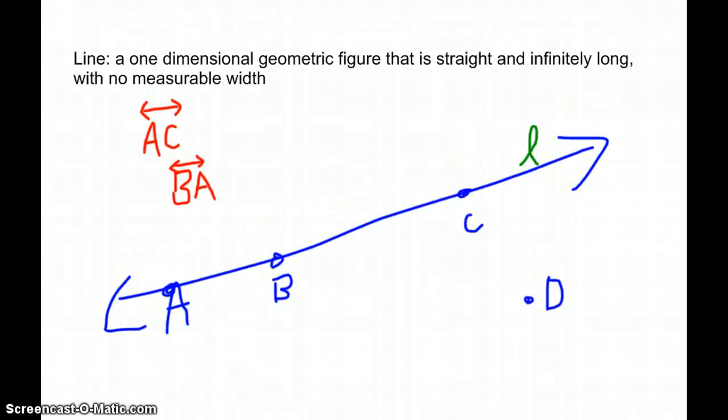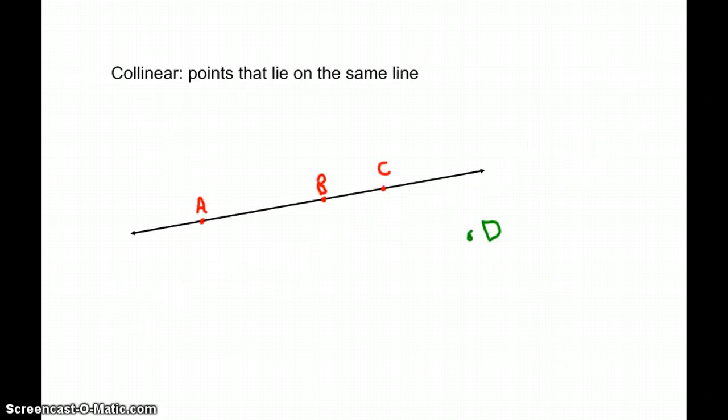Another way that a line is sometimes named is using a lowercase cursive letter if one is present labeling the line. This line could also be called line L, like this. Since points A, B, and C are all on the same line, we refer to these points as being collinear. The prefix co means together or with. You should also be able to see the root word line in the word collinear. This should help you remember what this term means.